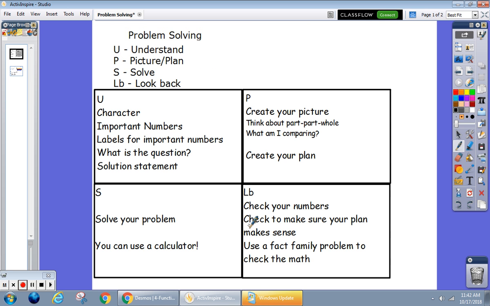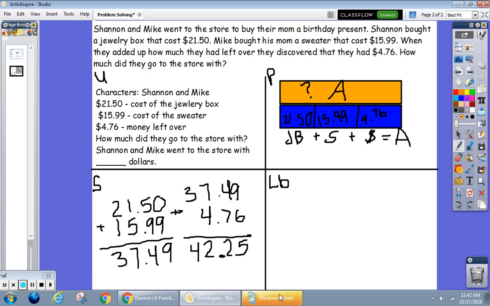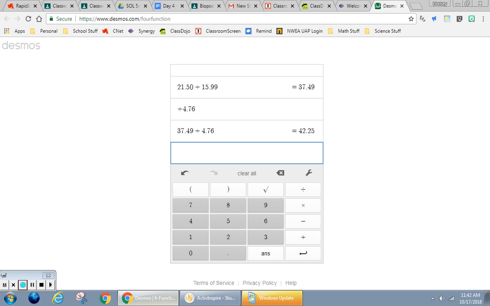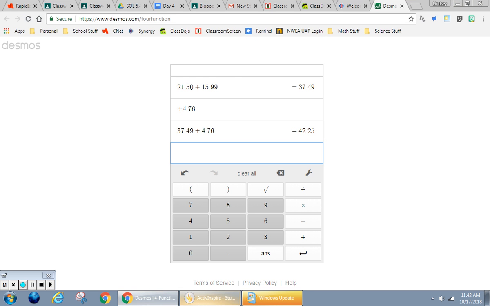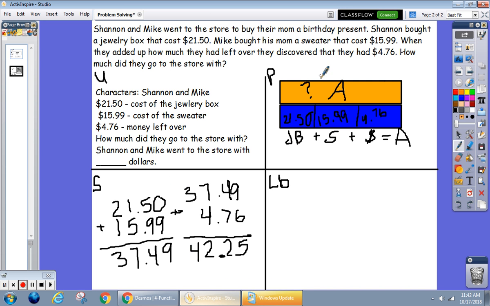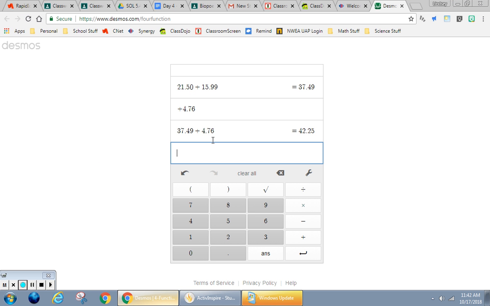What do I do in my look back section? I check my numbers, check to make sure my plan makes sense, and use a fact family problem to check my work. So first let's check our numbers. So $21.50, $21.50, and I'm going to check in my calculator too. $21.50. Perfect. So $15.99, $15.99. Perfect. $4.76, $4.76, $4.76. All right.